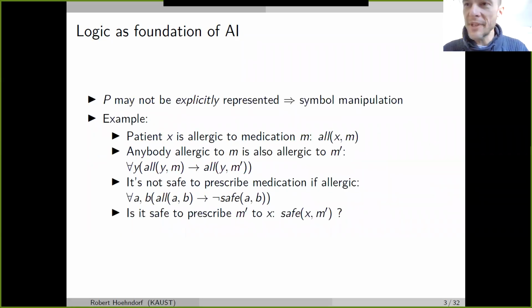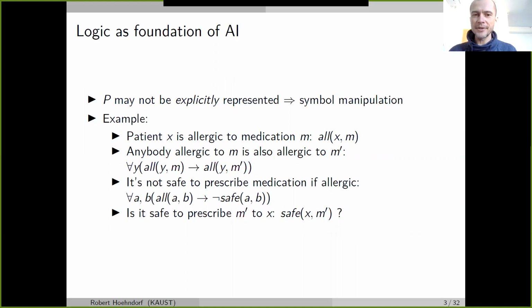I give one example. So this proposition based on which we want to perform an action, that we want the world to satisfy, may not be explicitly represented. It may not be something that we have in our database. So we need means for symbol manipulation.